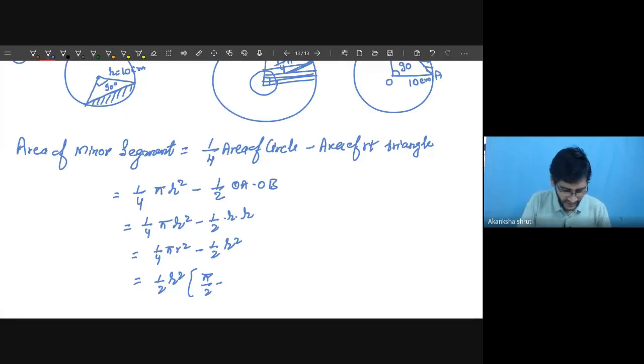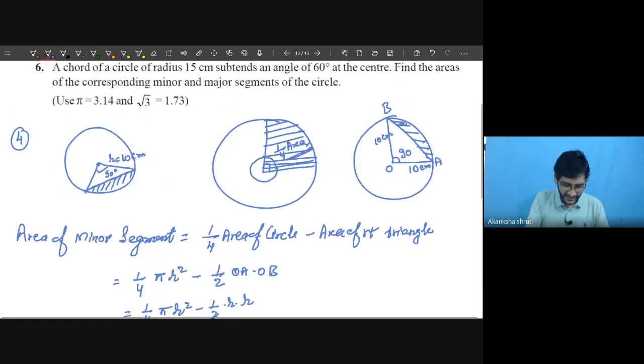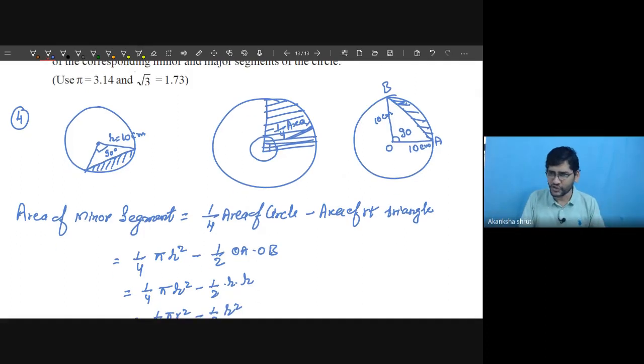Okay, so students, we have to calculate the area of this minor segment, meaning the shaded area. That can be obtained by taking 1/4 of the area of this circle, because it is 90 degrees at the center and the entire angle is 360, so this 90 degrees will be 1/4. So we can apply the simplest approach: 1/4 the area of circle minus the area of triangle.